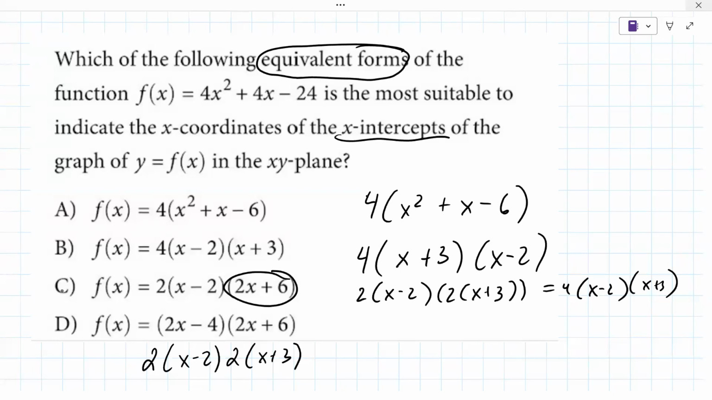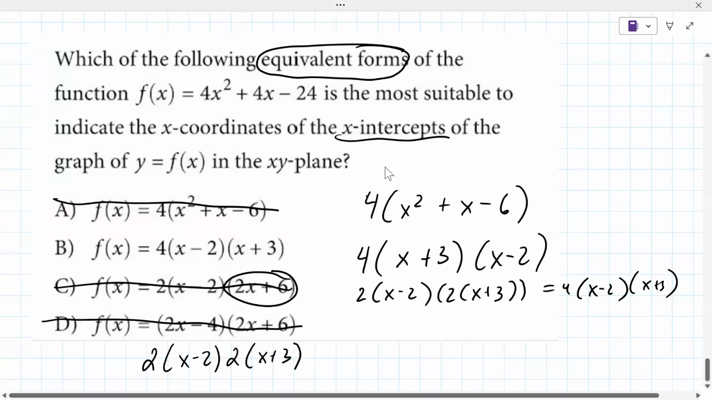So x-intercepts come from factored form. A is out because A is not fully factored. C and D are out for the same reason, they're not fully factored. You have to get that GCF out. So the idea here is that you can read the intercepts on part B.